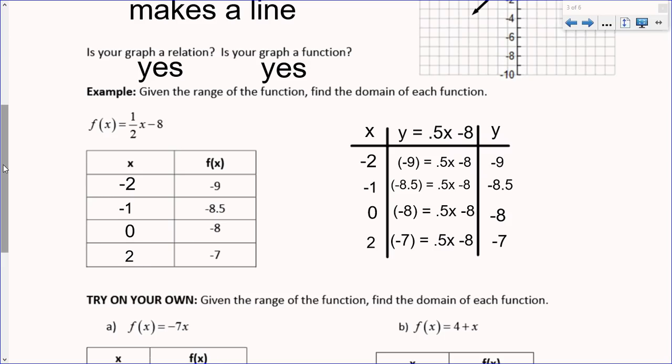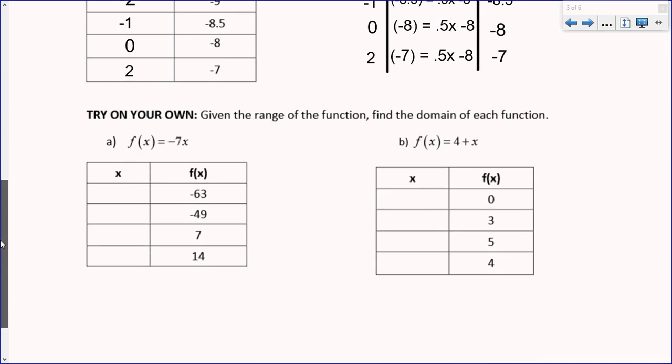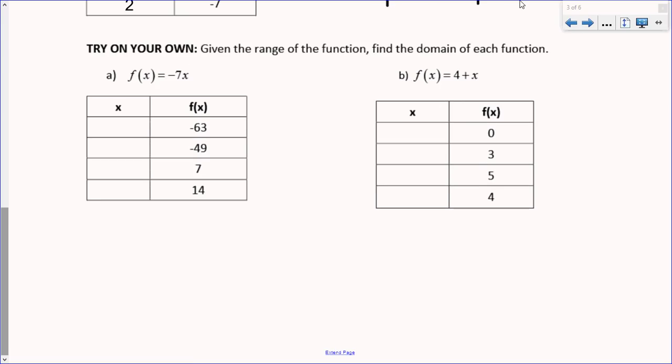Okay? So you're going to try these two on your own. I was just making a table off to the side so you can do your work, but you're just going to try those on your own. Okay?